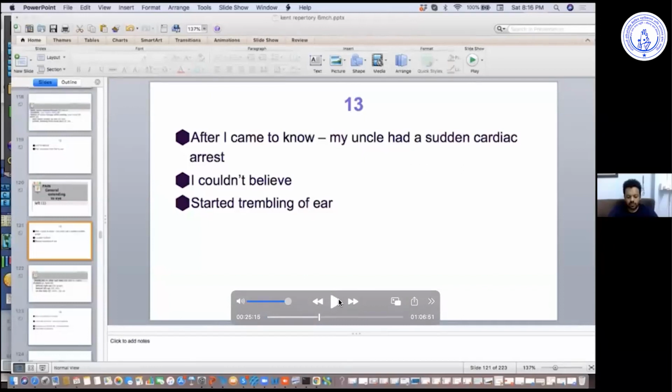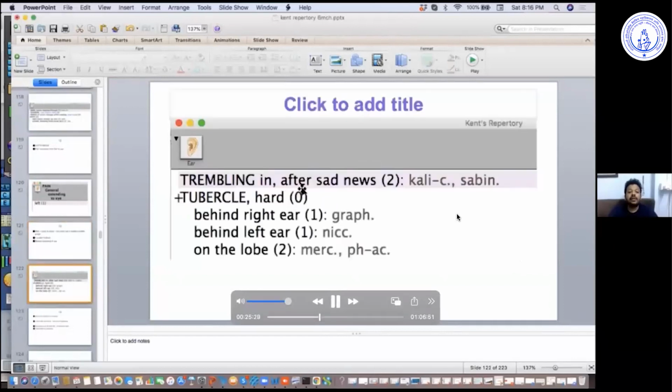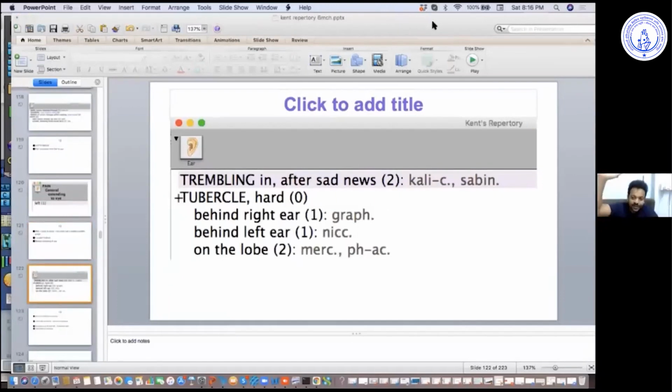Yes, doctors. I think now you're getting a hang of it. So, yes. What's the rubric? Ear trembling after sad news. Look. So beautiful, no? The repertories. I'm telling you now, you're going to fall in love with repertory after learning this in so much detail.